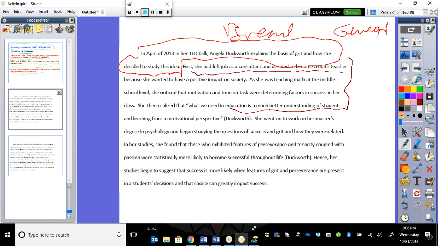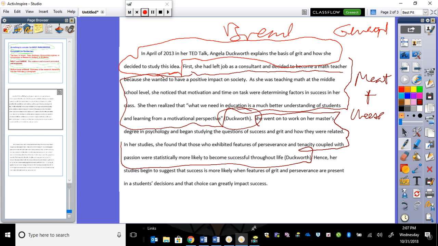Then we even got to this part where we had done a combination of paraphrasing and describing what had gone on in the video, and then we gave credit where credit is due. So this is more what I would consider meat and cheese. We also have more here. She went on to work on her master's degree in psychology, and once again, we have more research here. So once again, we have more of that.